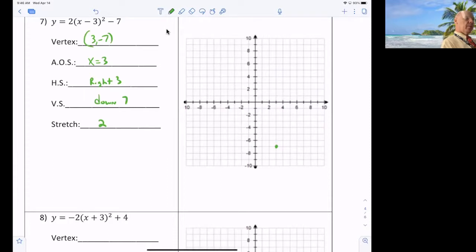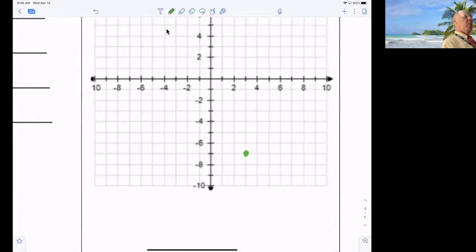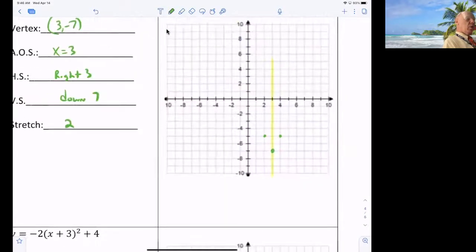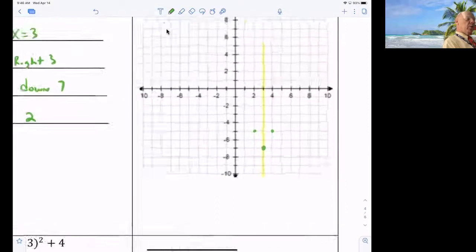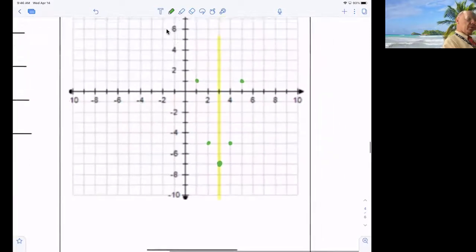And then over 1, up what, Austin? Over 1, up what, people? 2. Then we go left 1 and also what? Up 2. All right. Yeah, draw your axis of symmetry. All right. Then if I go over 2, normally it would be a 4, but we're multiplying by 2, so we're going up how many? And then draw it.